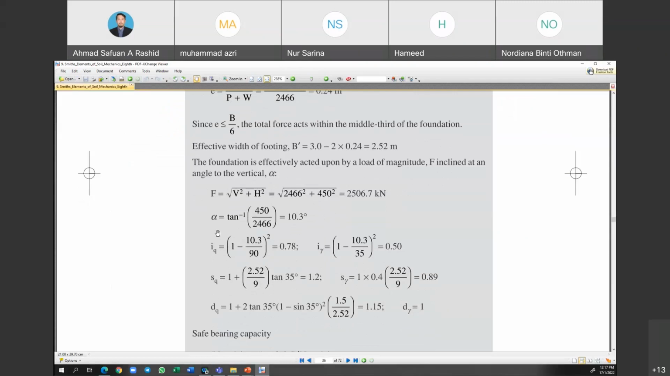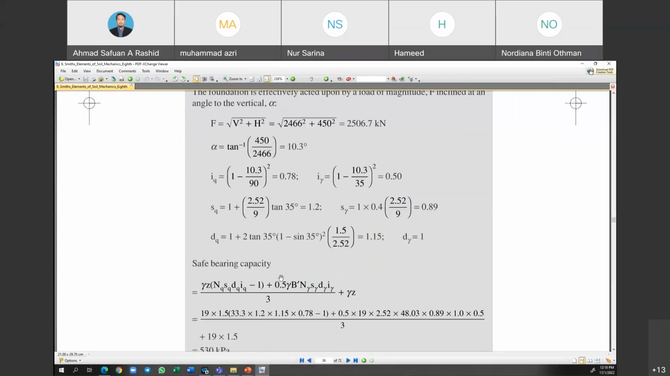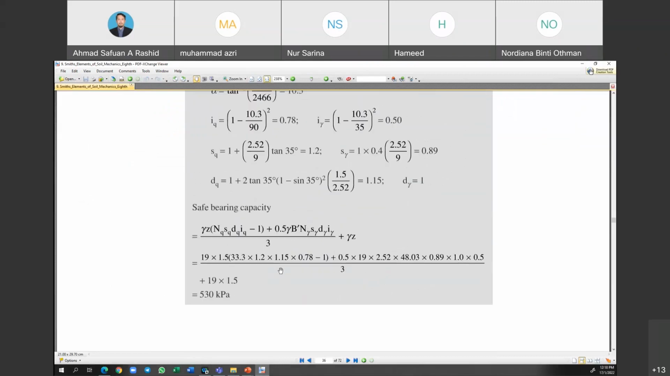So just calculate all the factors: i_q, i_gamma, S_q, S_gamma, D_q, D_gamma. From there we later calculate the safe bearing capacity by dividing by 3. So we get 530.